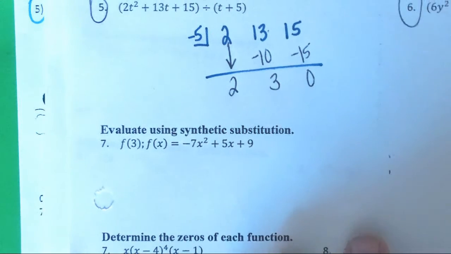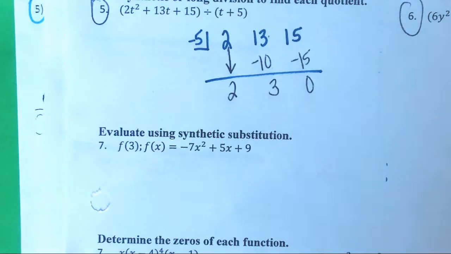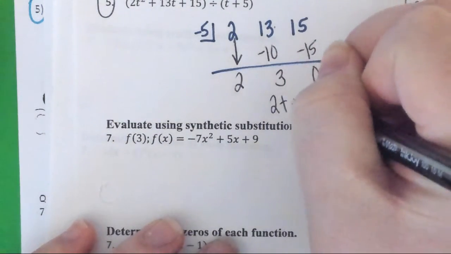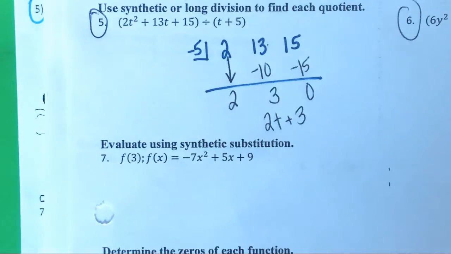No. Okay, so my final answer is 230? It's 2t plus 3. That's literally it. 2t plus 3.